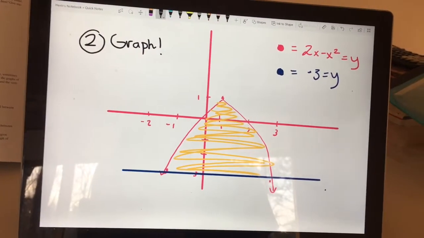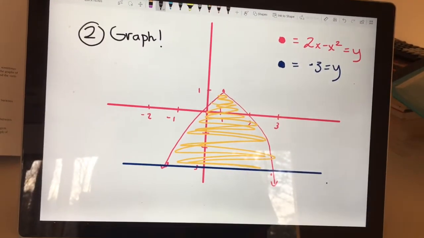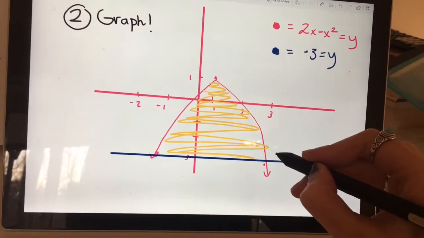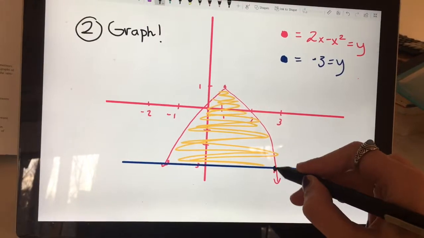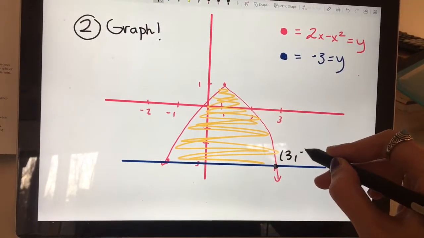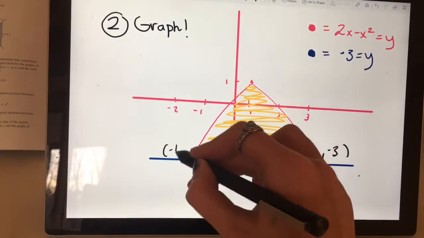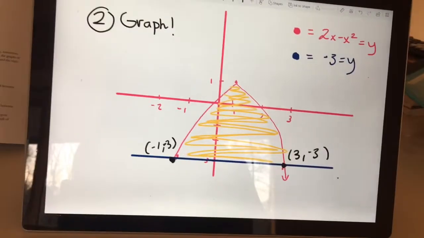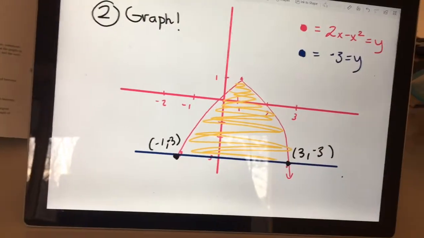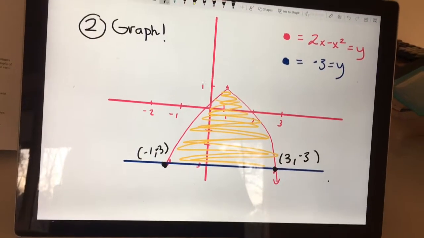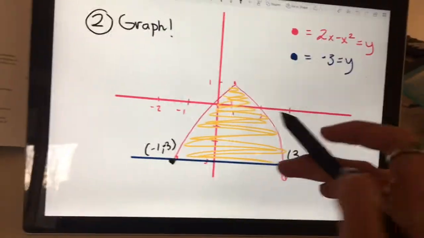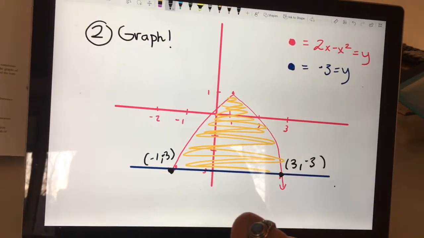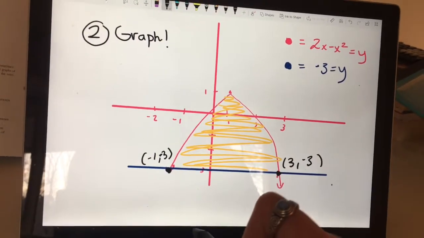Okay, so step 2 of this problem is to draw the graph. We know that the places where the functions intersect are at (3, -3) and (-1, -3), and we determined that from our calculations previously. We are trying to find the shaded region. So how do we do this? Well, let's go ahead and set up the integral.